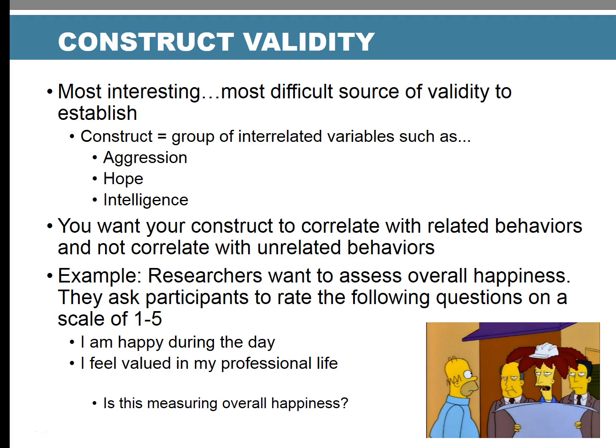Construct validity is a very interesting idea, but it's fairly difficult to establish. So remember, a construct is a group of interrelated variables that are measuring a concept or an idea. Some examples are aggression, hope, intelligence, and we had the example earlier of impulsivity. So you want your construct to correlate with related behaviors and not correlate with unrelated behaviors.